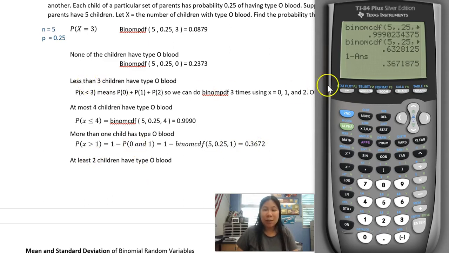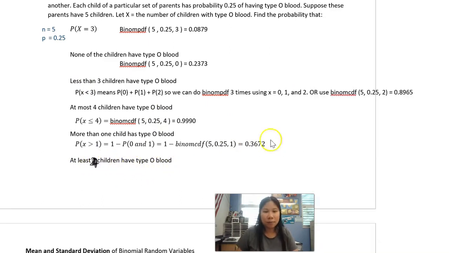Let's change it up a little bit just so we have a different example here. Let's change this to at least 4 children have type O blood. Okay, so pretend you can read that. It's really hard to draw on a computer. Pretend this is the word number 4. At least 4 children have type O blood. So at least 4 means we want 4 or more. We only go up to 5 in this case, because remember, n equals 5 in this problem. So really, we just want 4 or 5.